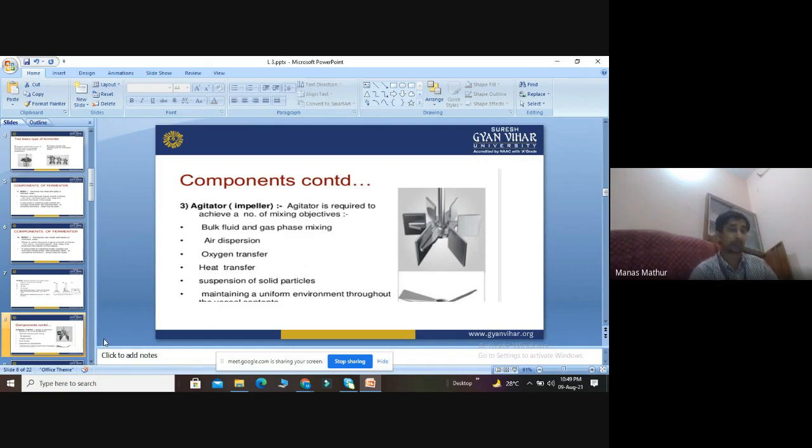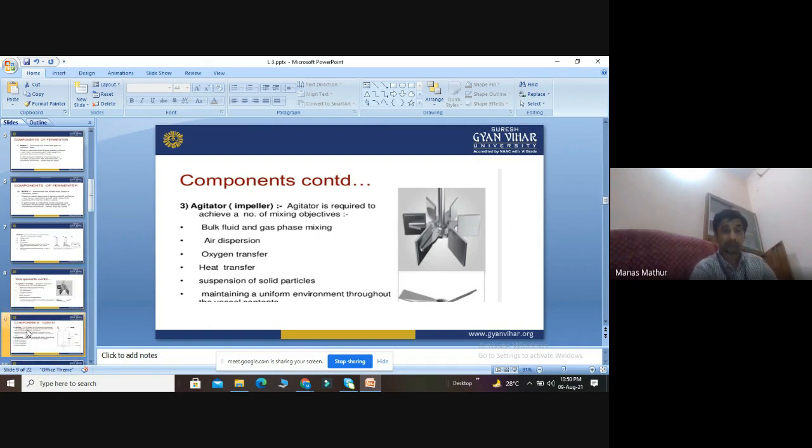So we have discussed three parts: the general body structure, which is made up of glass and stainless steel; second, sealing, to prevent leakage of air; third, the agitator, called the impeller, which is required to achieve a lot of mixing.